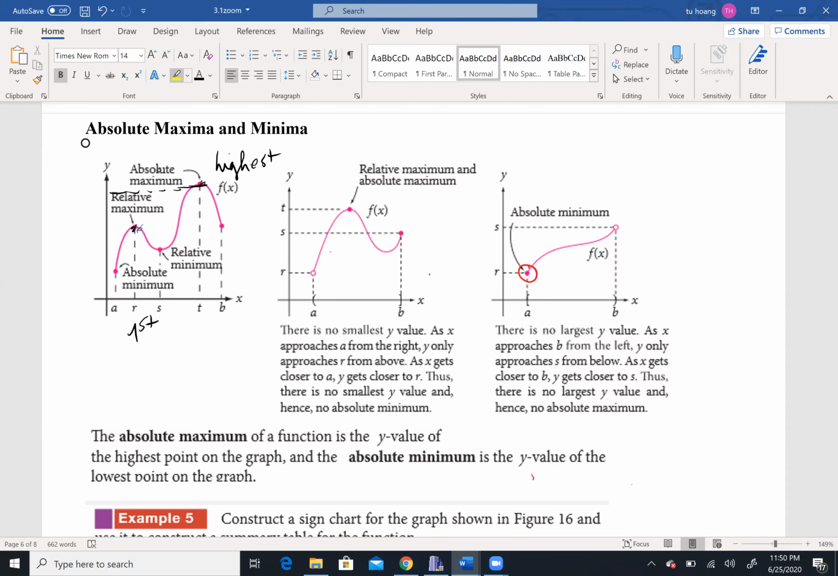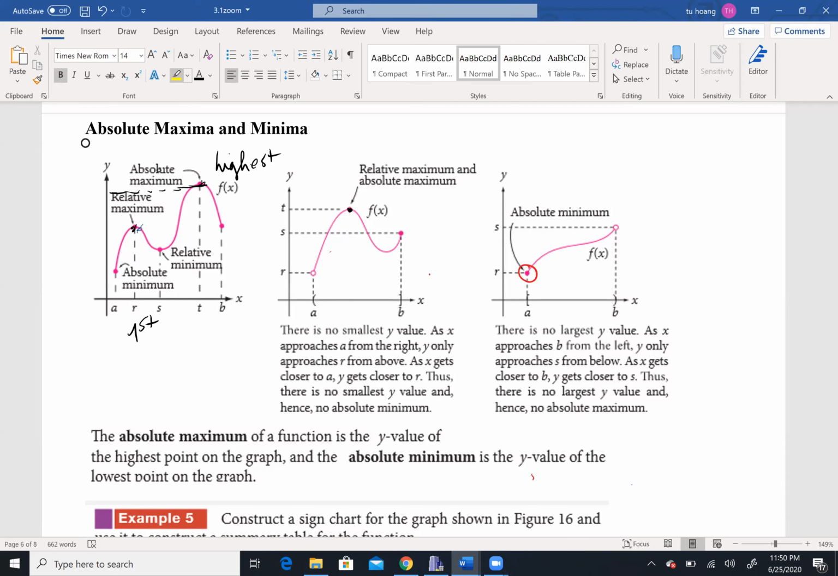Similarly, if you move to the next one, you will see that we have a relative maximum at this point, but it is also an absolute maximum because it's the highest value of y, right?